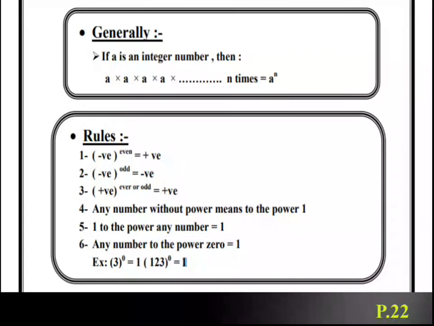If a is an integer number, and a multiplied by a multiplied by a, n times, it will be equal to a power n. For example, if I have 2 multiplied by 2 multiplied by 2 multiplied by 2, here we have the 2 4 times, so it's equal to 2 power 4, okay?